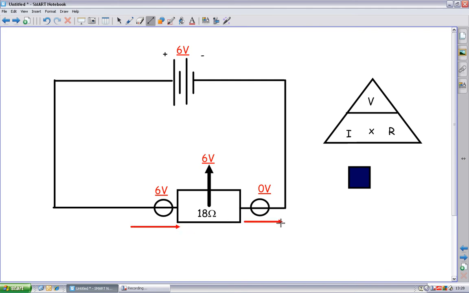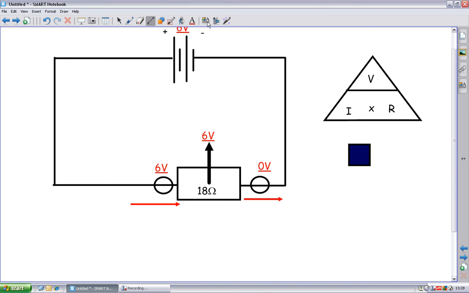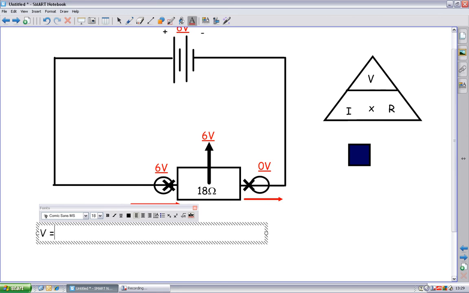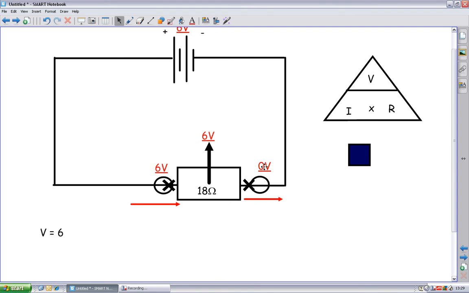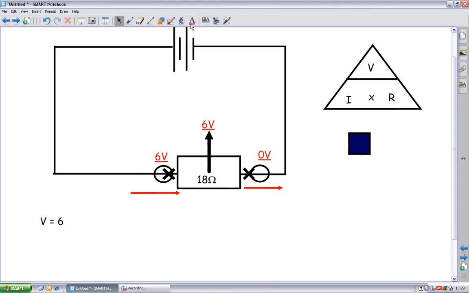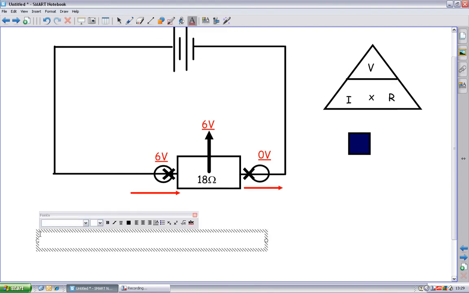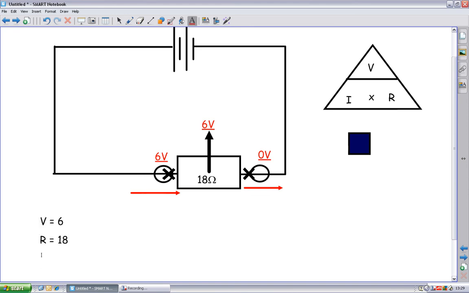So what I want to do is take Ohm's law and use it between two points. Ohm's law will work between any two points on any given circuit. So I'm going to take Ohm's law between going into the resistor here and coming out of the resistor here. Now, I know that the voltage difference between those two points is 6 volts. I had 6 volts going in and I have none coming out. I know that the resistance of that resistor is 18 ohms, and I want to find the current. I is unknown.